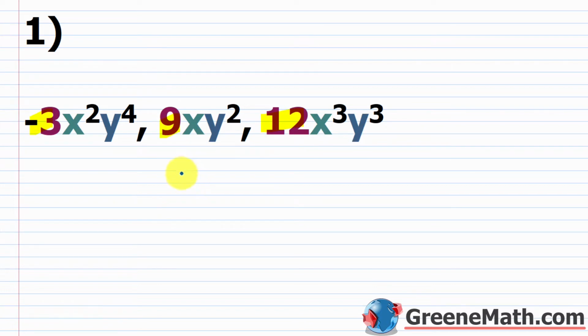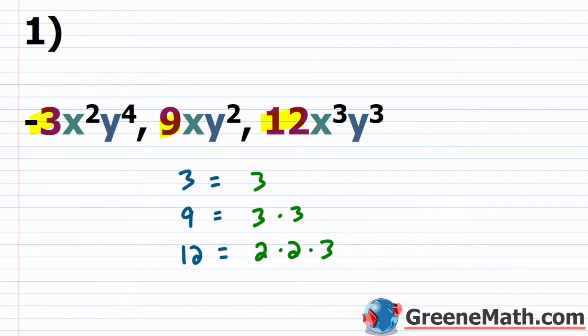So if we take 3, 9, and 12, remember, to find the greatest common factor, you want to break these numbers down into the product of prime factors. So you want to find their prime factorization. 3 is a prime number, so you can just write that. 9 is 3 squared, or 3 times 3, and 12 is 4 times 3, and 4 is 2 times 2. So 2 times 2 times 3.